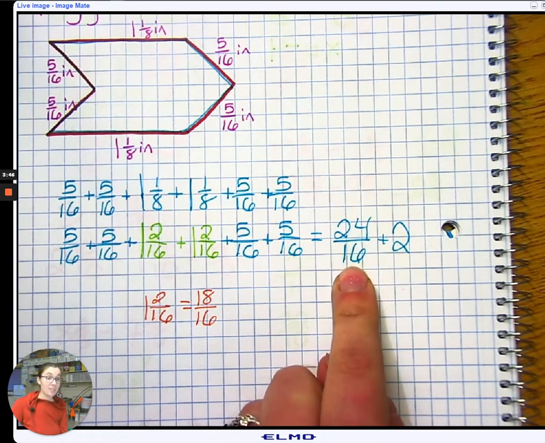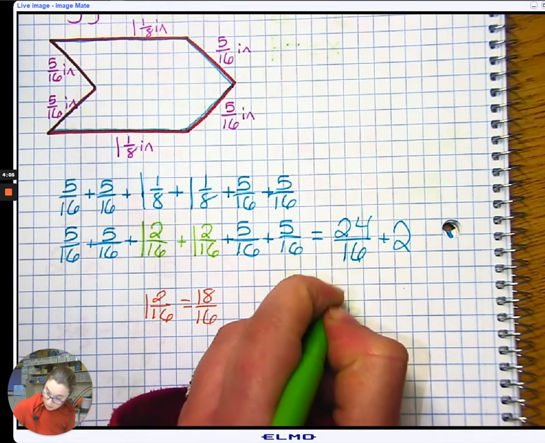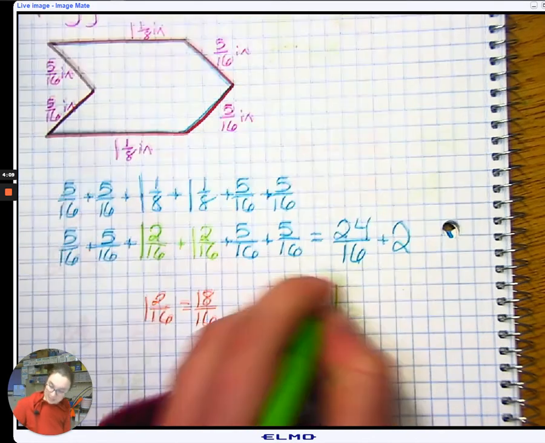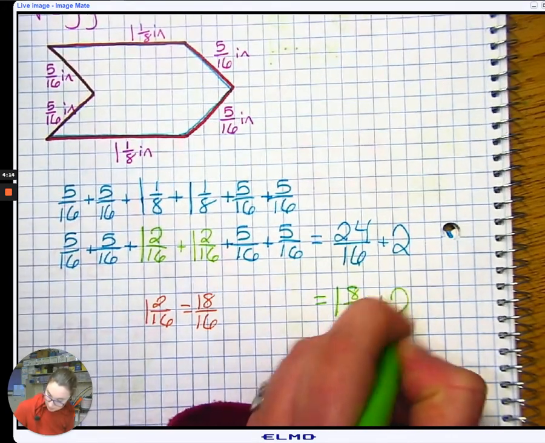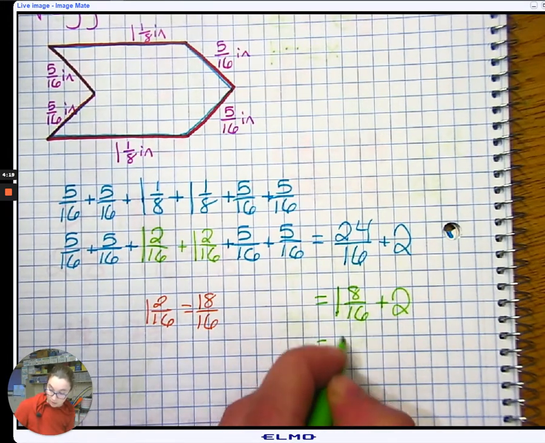I can't leave 24/16 like this, though. I have to simplify it. How many times does 16 go into 24? Well, I know 16 times 2 is 32, so it's not 2, it's just the 1. So 24/16 equals 1, and 16 to 24, 16 to 20 is 4, plus 4 is 8, so this is 8/16 plus 2. And that will equal 3, because 1 plus 2 is 3.